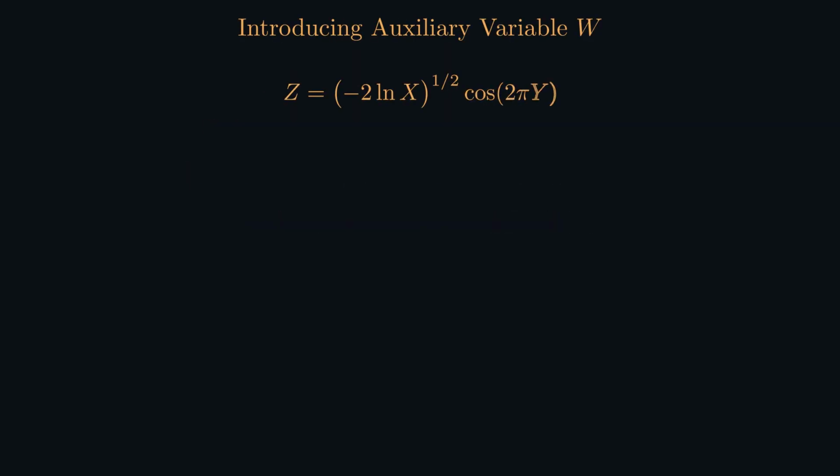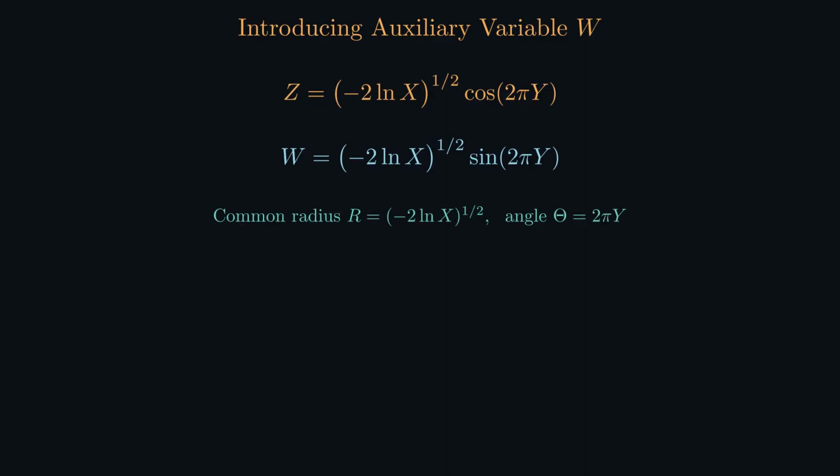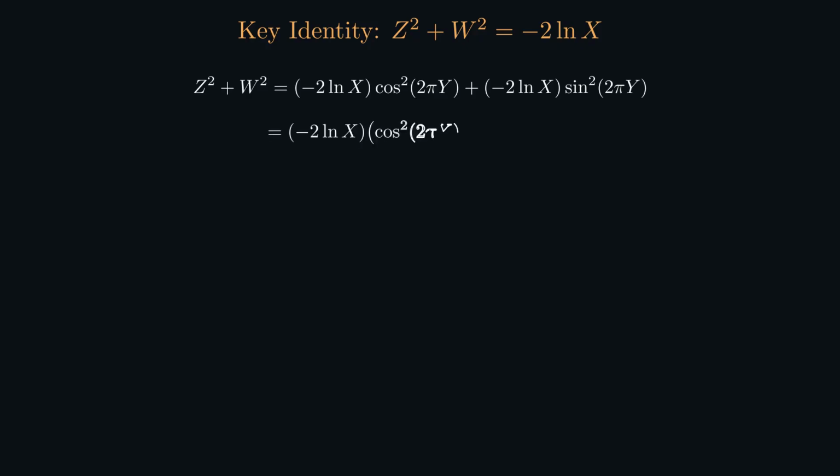Define w equals the square root of minus 2 log x times sine of 2 pi y. The pair z, w shares a common radius r equals the square root of minus 2 log x and a common angle 2 pi y, forming a polar-like structure. The key identity: z² + w² equals minus 2 log x, because cosine squared plus sine squared equals 1.